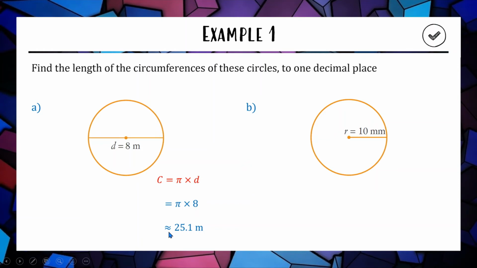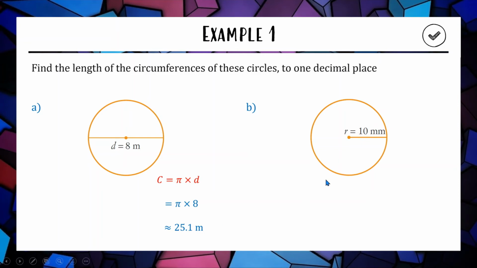Again, I'm writing the squiggly equal sign because that means that we're doing some rounding. It means approximately equal to. Okay, so please double check that if you've got a phone or a calculator at home, you can type in pi times 8 and get an answer of about 25.1 with some more decimal places.